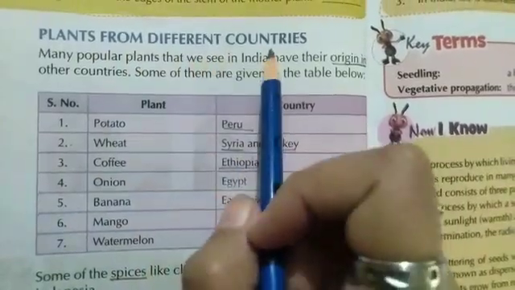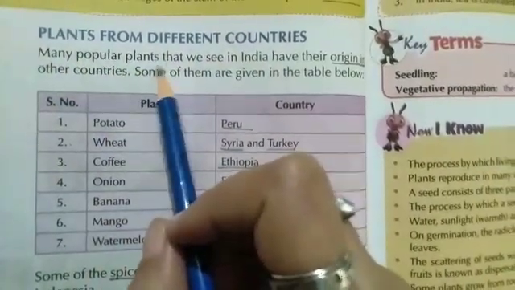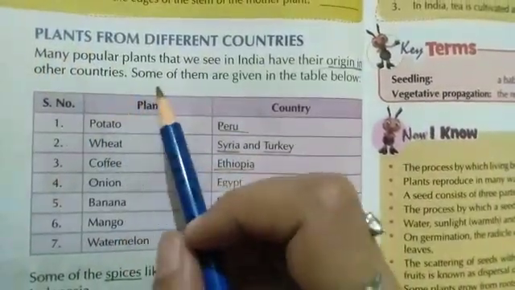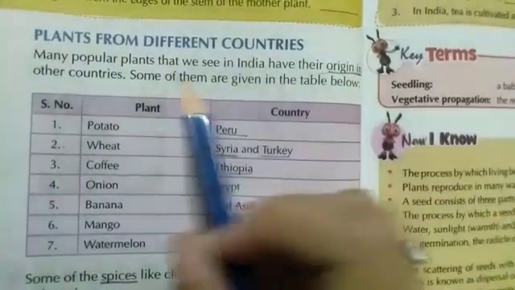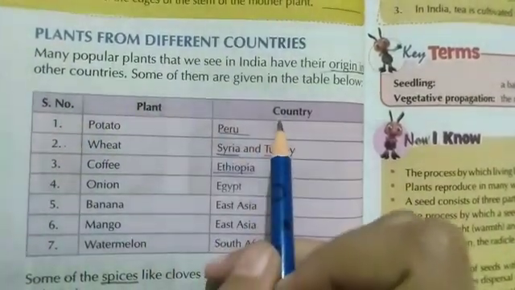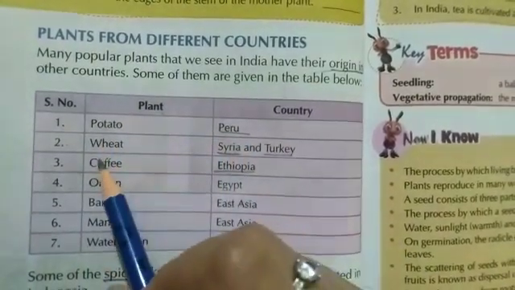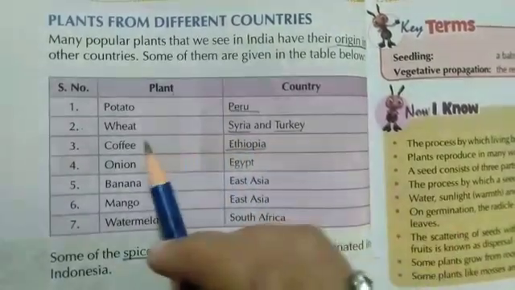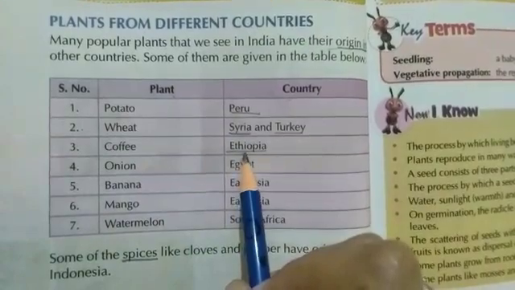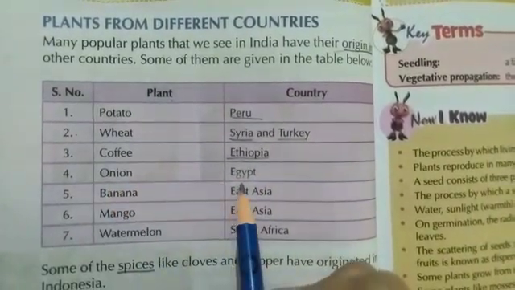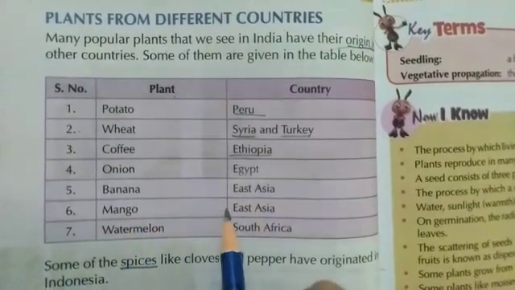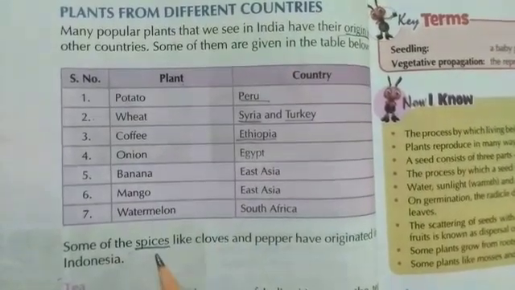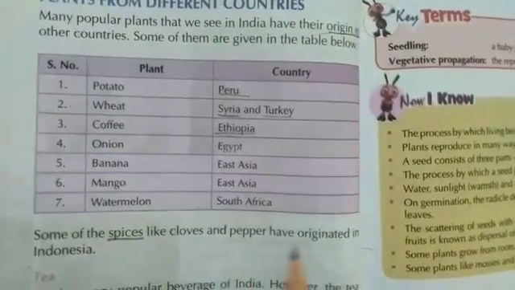Plants from different countries. Many popular plants that we see in India have their origin in other countries. Some of them are given in the table below. Plant, country. Potato, Peru. Wheat, Syria and Turkey. Coffee, Ethiopia. Onion, Egypt. Banana, East Asia. Mango, East Asia. Watermelon, South Africa.